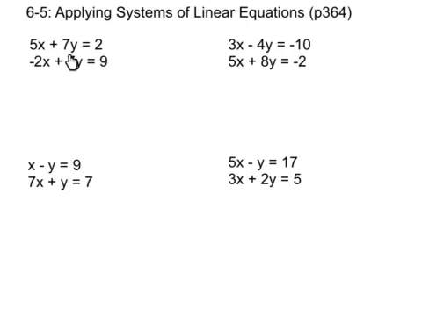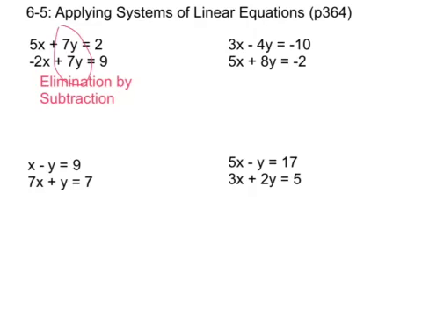We've got 5x plus 7y equals 2 and -2x plus 7y equals 9. Well, I can see right away that we have 7y and 7y. So what makes perfect sense to me is elimination by subtraction. If I subtract one of the equations from the other, then I'm going to eliminate the y. So I think the best method here is elimination by subtraction.